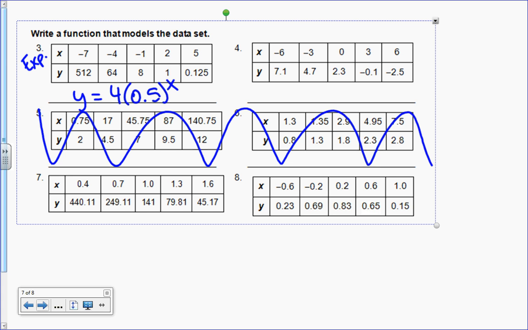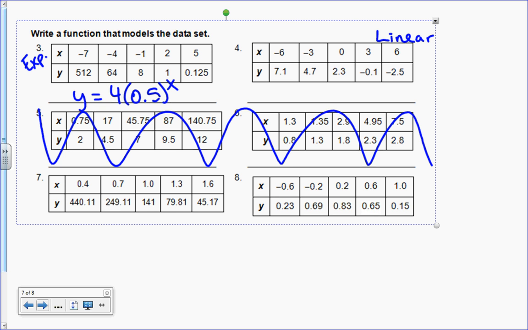Okay. Now you look at the next one, and they don't look to be multiples. So let's subtract. Negative 2.5 minus negative 0.1, that's negative 2.4. And then negative 0.1 minus 2.3, that's negative 2.4 again. Then 2.3 minus 4.7 is negative 2.4, and then 4.7 minus 7.1 is negative 2.4. So this one is linear because the first differences are constant.